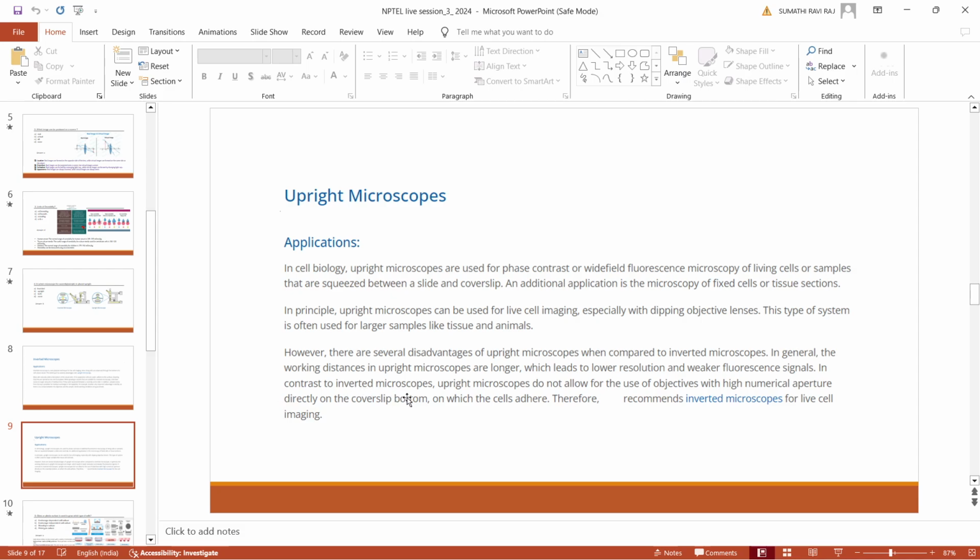In contrast to inverted microscopes, upright microscopes do not allow the use of objectives with high numerical aperture directly on the cover slip bottom on which the cells are. Obviously, high objective lenses have a higher numerical aperture and higher magnification, so they have to go closer to your sample. That is not possible in upright microscopes. Therefore, we recommend inverted microscopes for live cell imaging, as I said. So these are the advantages of both inverted and upright microscopes.